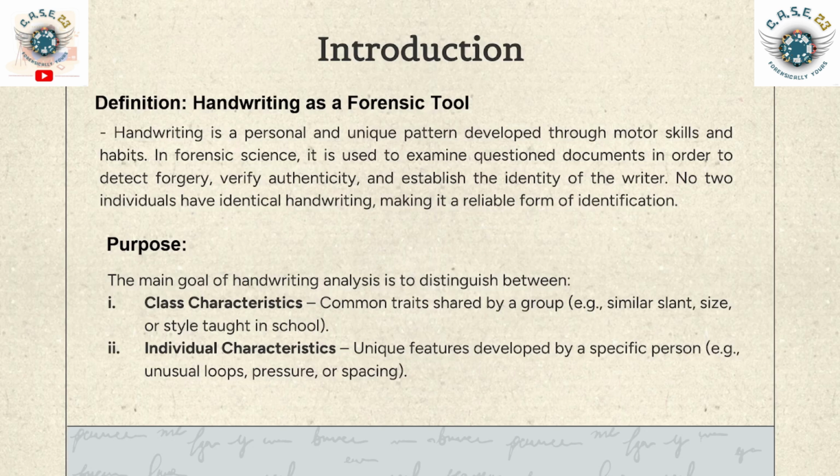The second is individual characteristics. Now, these are the unique things that make your handwriting yours. It could be an unusual loop in the letter G, or the pressure you use while writing, or the spacing between your words. Now, these are small unconscious habits that develop over time and they are different for each person. So the main purpose of handwriting analysis is to tell the difference between the two, the shared traits and the personal quirks. And once that is done, investigators can use it to detect forgery, verify the authenticity of a document, and also identify the person behind the pen. It is normally not easy to identify, but it can be done through handwriting analysis.